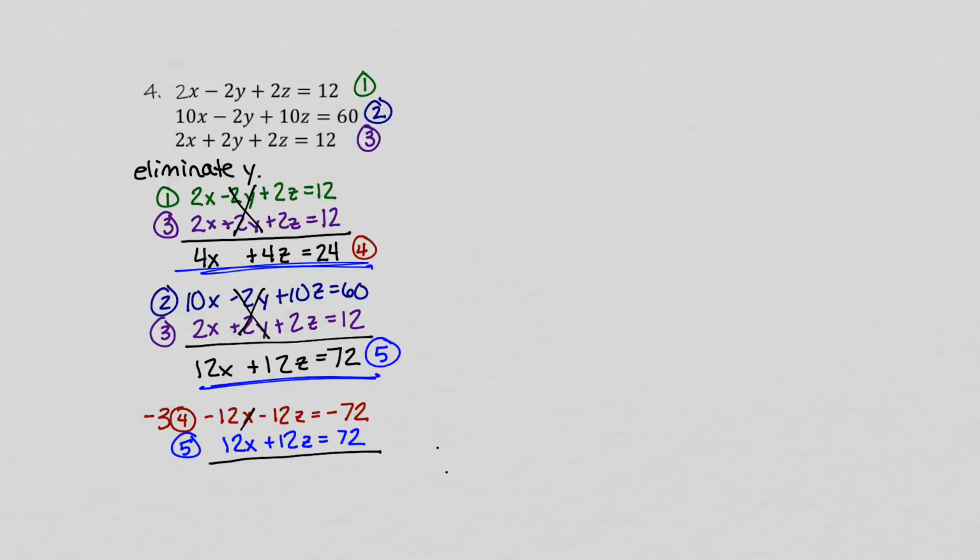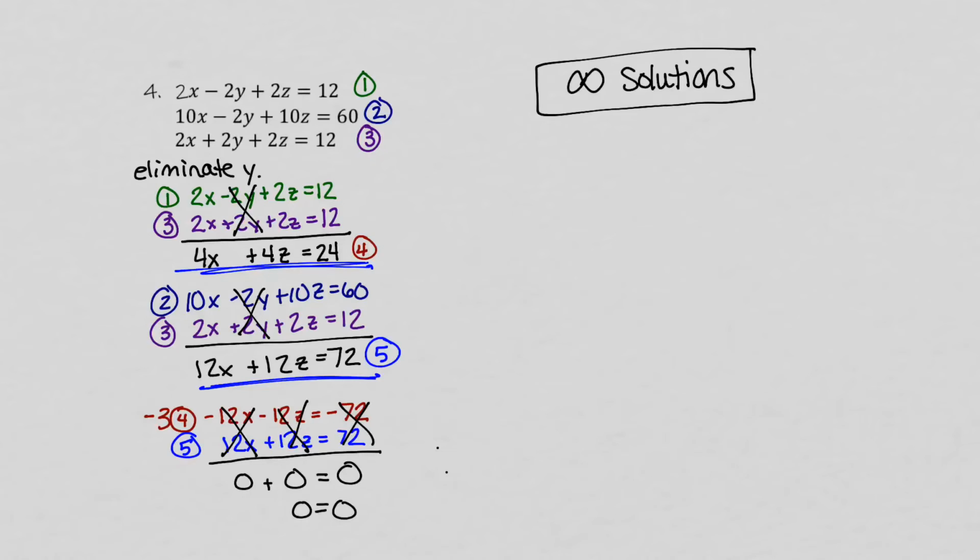And if I add those up, my x's add up to 0. Uh-oh, this time my z's add up to 0. But so do my 72's. So I actually have 0 equals 0, which is a true statement. So my answer is actually infinite solutions. It means these are all the same equation. The thing is, telling me there's an infinite amount of solutions is great, but the book will then want it in terms of a variable.